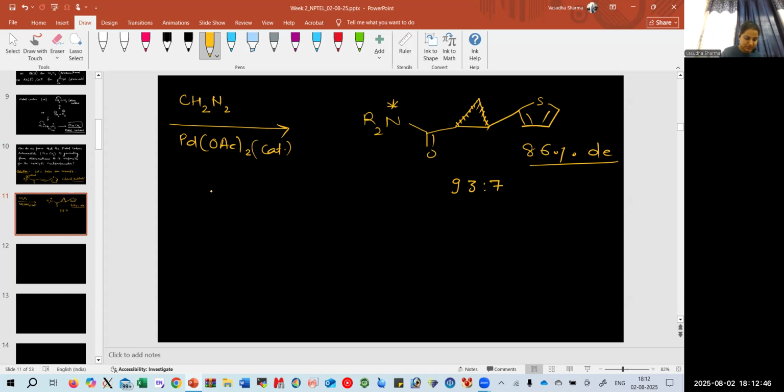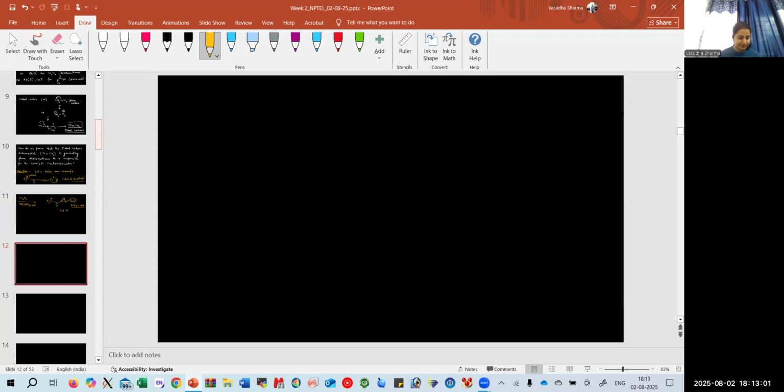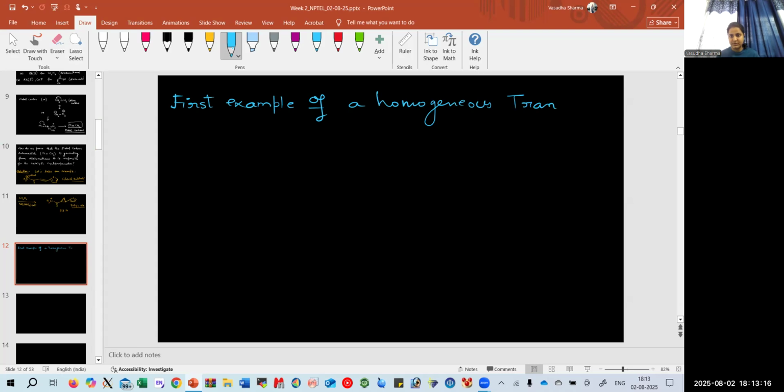Now, the question is the evidence that the metal carbene is an intermediate in the cyclopropanation reaction. So that we have to now look into. So we have the first example of a homogeneous transition metal.